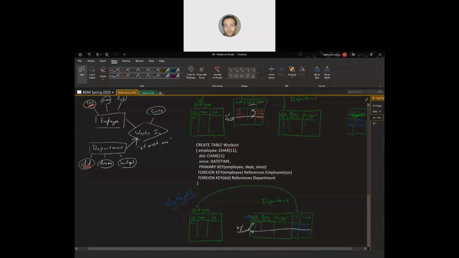Is it possible to make the department a unique key and SSN plus employee a composite primary key? Are you talking about in method 1 or method 2, Toyin? Method 2.